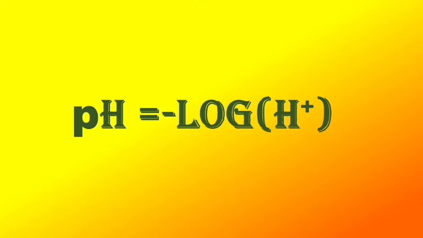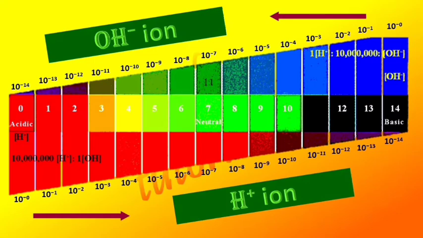Observe the following. Mathematically, pH is equal to minus logarithm of the concentration of H plus ions. Observe the table here. Variation of pH with the change in concentration of H plus ions and OH minus ions is shown. As the pH value increases, H plus ion concentration decreases, and OH minus ion concentration increases. At pH 7, both H plus and OH minus ion concentrations are equal and the solution is neutral.